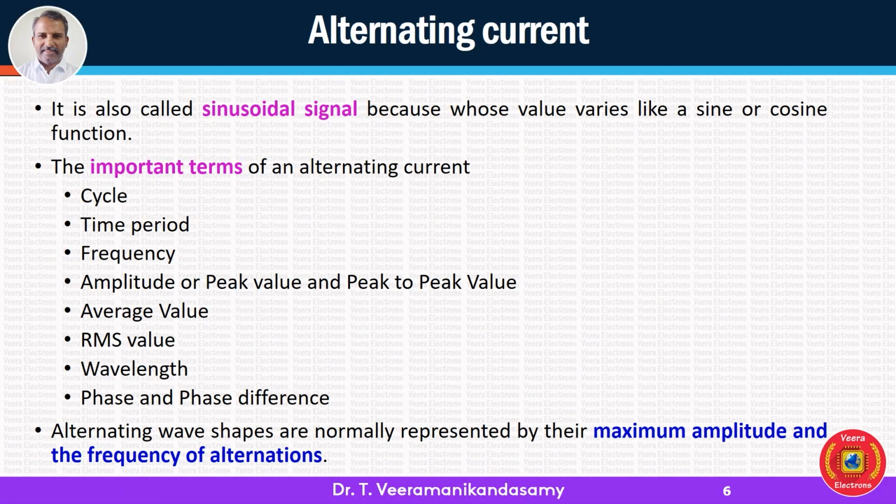Alternating current and key terms. An alternating current signal is also called a sinusoidal signal because its value varies like a sine or cosine function. It is crucial to understand the following terms for an alternating current: cycle, time period, frequency, amplitude or peak value, peak to peak value, average value and RMS value, wavelength, phase and phase difference. Alternating wave shapes are primarily represented by their maximum amplitude and their frequency of alternations.